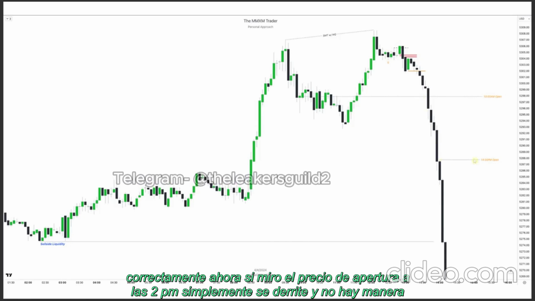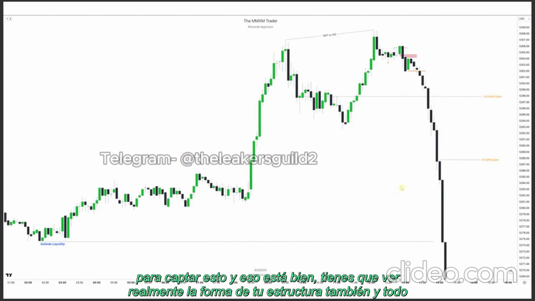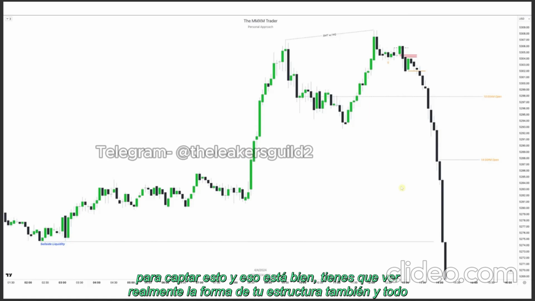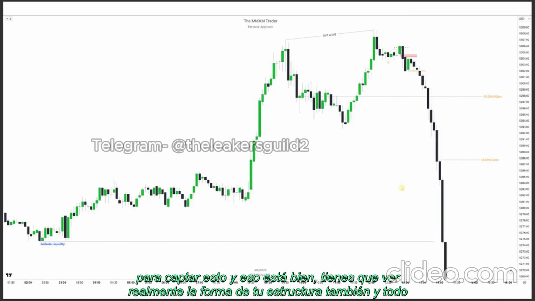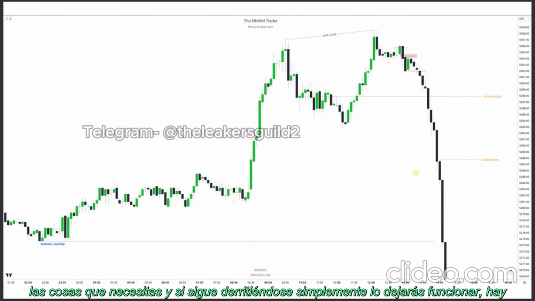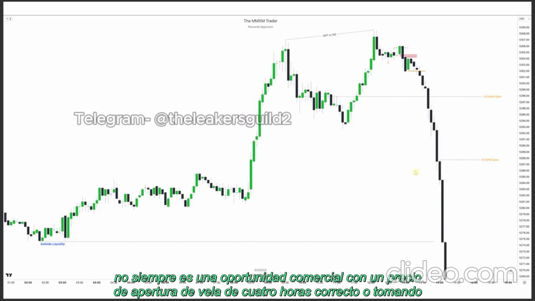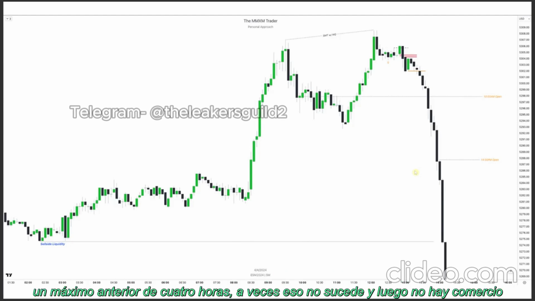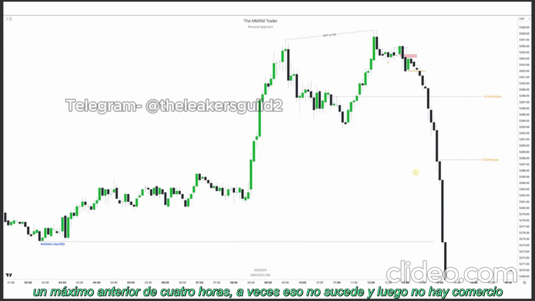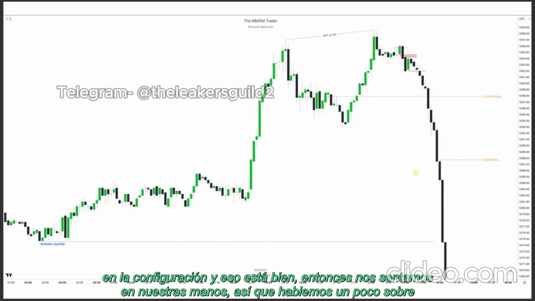Now if I look at the 2 p.m. opening price, it just melts down and there is no way to catch this, and that is okay. You gotta really see your structure form as well and all the things you need, and if it just keeps melting, you're just gonna let it run. There's not always a trade opportunity with a 4-hour candle opening price, right? Or taking out the previous 4-hour high. Sometimes that doesn't happen, and then there is no trade that's set up, and that is fine. Then we sit on our hands.